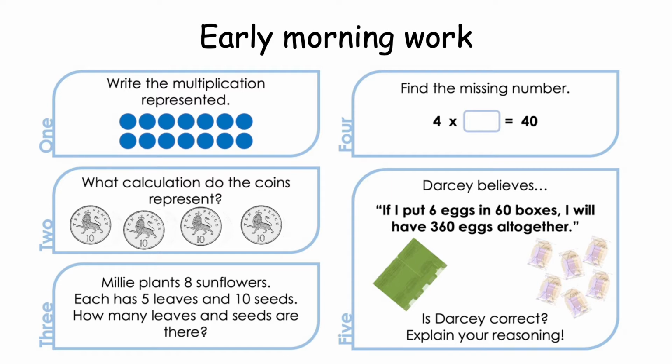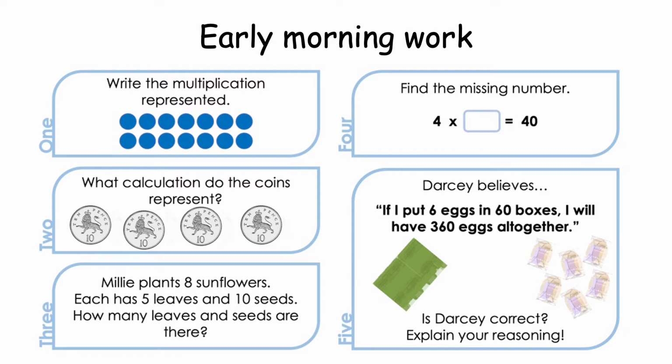Number 4, find the missing number. 4 multiplied by what equals 40? So I would say to myself, well, how many 4s are in 40? And there's your missing number. Darcy believes if I put 6 eggs in 60 boxes, I will have 360 eggs altogether. Is Darcy correct? Explain your reasoning. And you can do that using numbers and number sentences. Okay, so pause the video now and then we'll go through the answers.